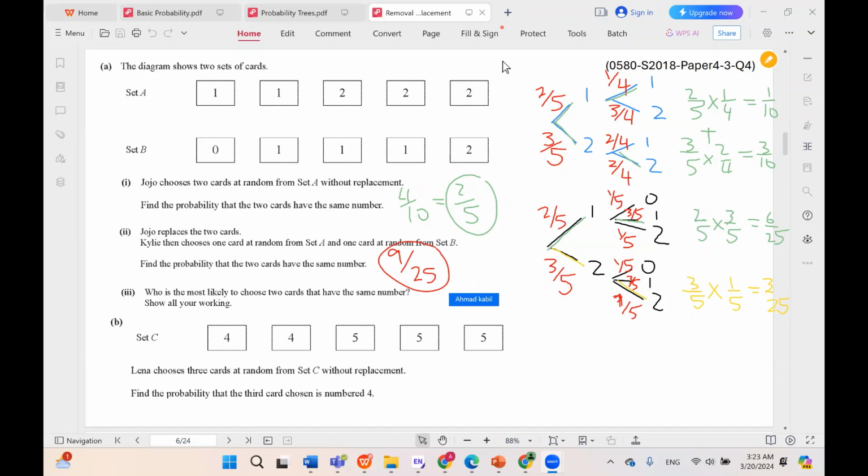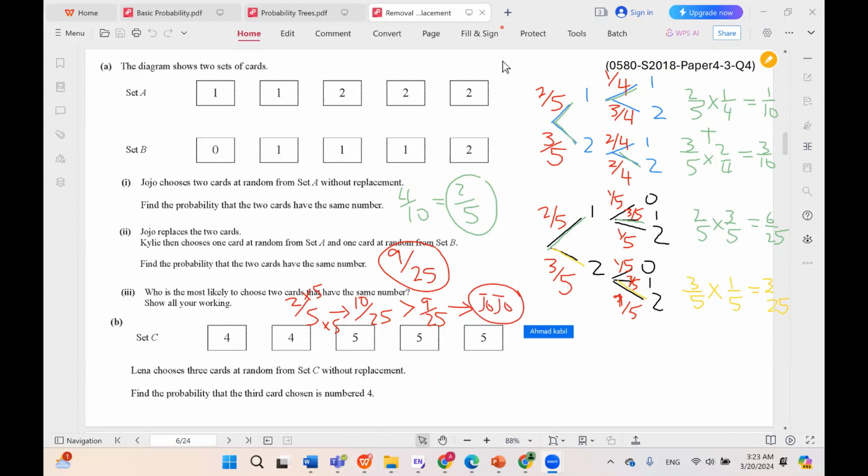In part (iii), we are asked who is the most likely to choose two cards that have the same number. Show all your work. So we want to compare 2 over 5 and 9 over 25. To get 2 over 5 with a denominator of 25, we multiply by 5 up and down. This would be 10 over 25. 10 over 25 is greater than 9 over 25. So therefore, Jojo is more likely.